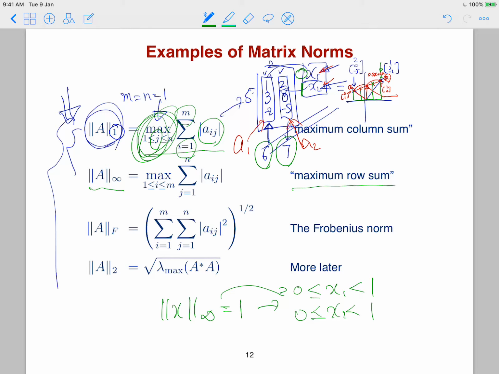Then, yeah, let's look at this. How can we obtain this maximum? How can we prove that the matrix norm of this A infinity is the same as the maximum row sum?